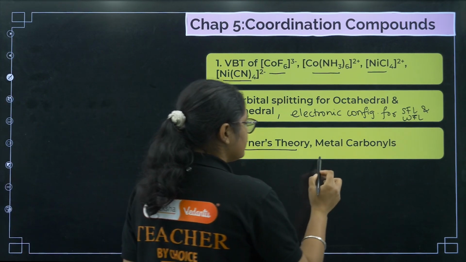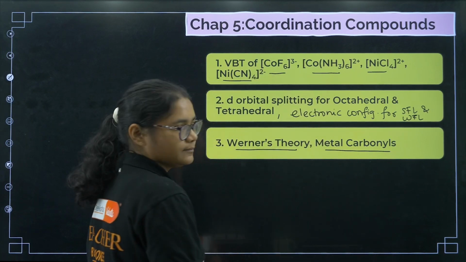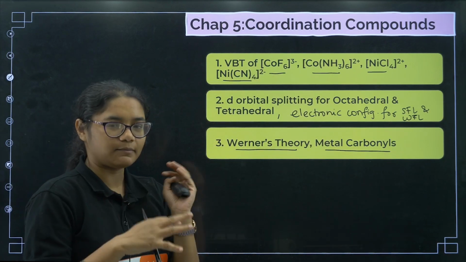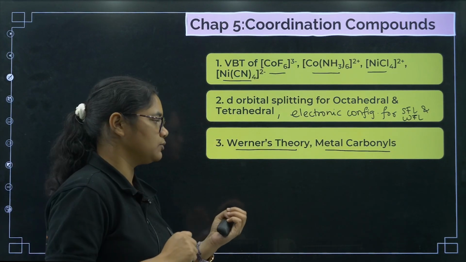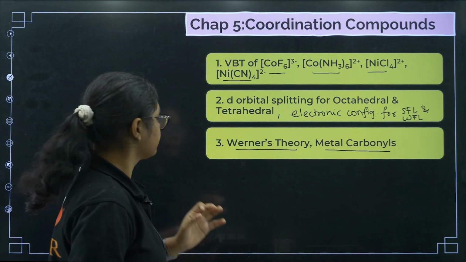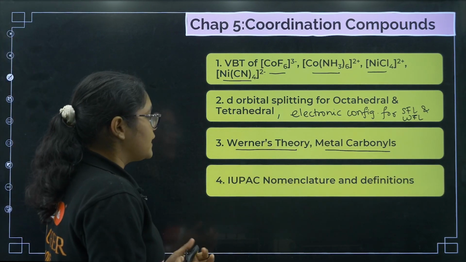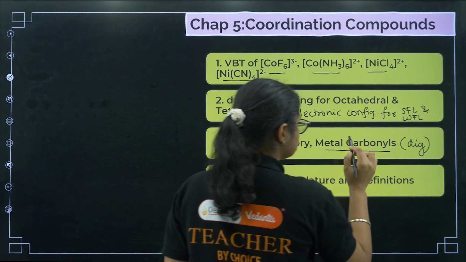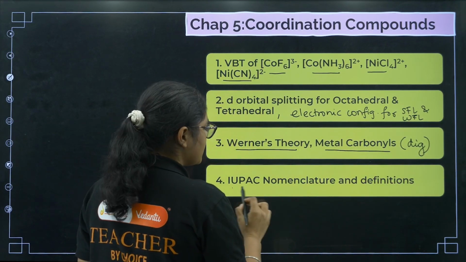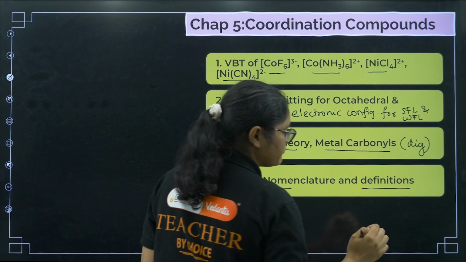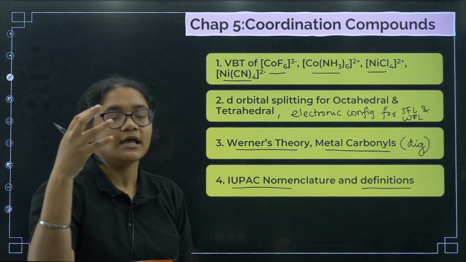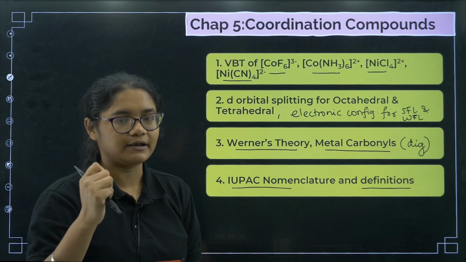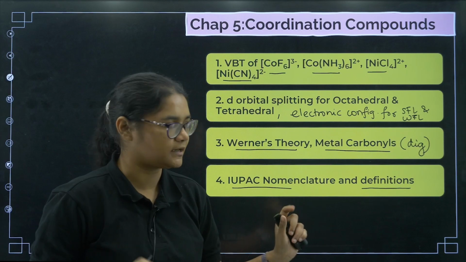Okay, and then you should be knowing metal carbonyls. Okay, so Werner's theory, primary valency, secondary valency you should be knowing, and metal carbonyls. Okay, after that, in metal carbonyls you should also focus on the diagram. This is more important than the explanation. Then nomenclature, very important, definitions: homoleptic, heteroleptic, chelating ligands, ambidentate ligands. So these all definitions are very important.